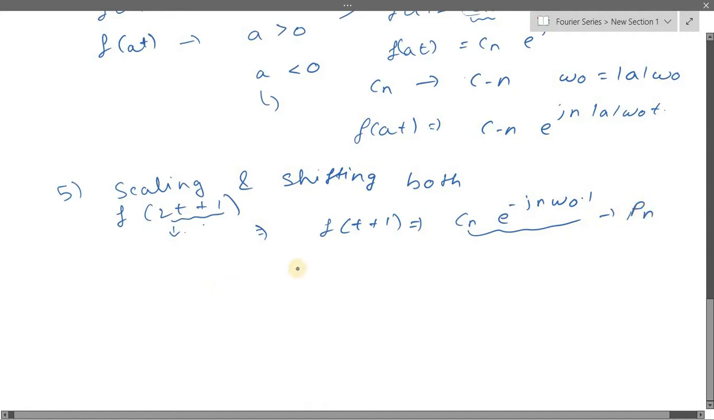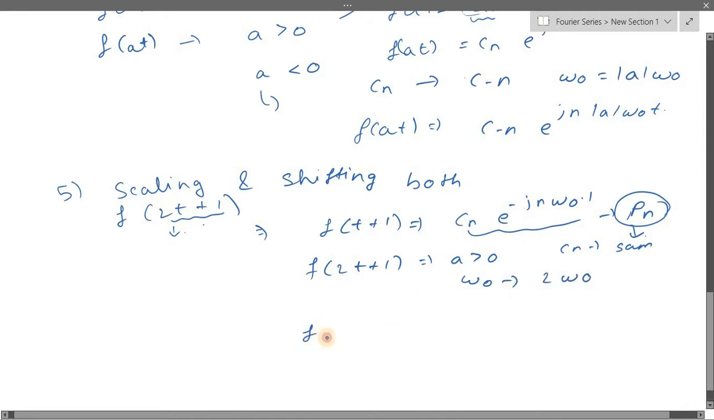Now we have to do one more thing, which is scaling. So now you will do scaling, f of 2t plus 1. Since your a is greater than 0 criteria, your c of n will remain the same. So basically your p of n will remain the same, right? Because p of n is the new coefficient right now. But the only difference will be that your omega naught will change to 2 omega naught.